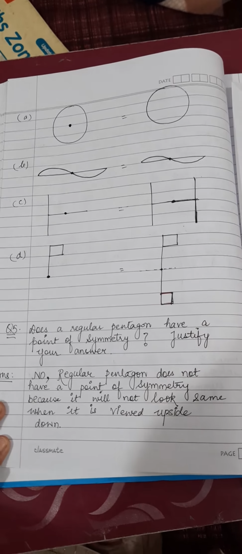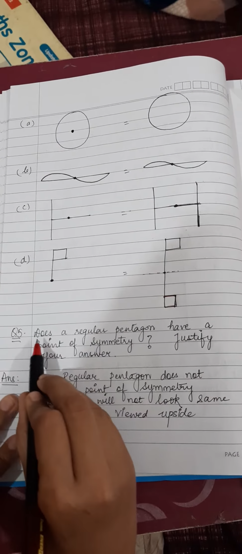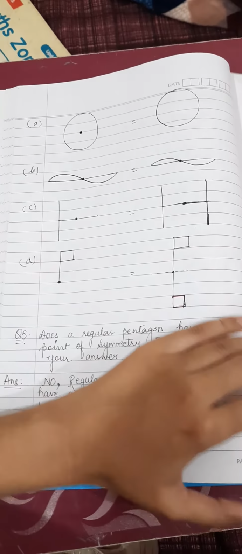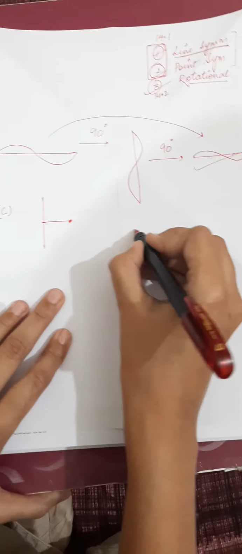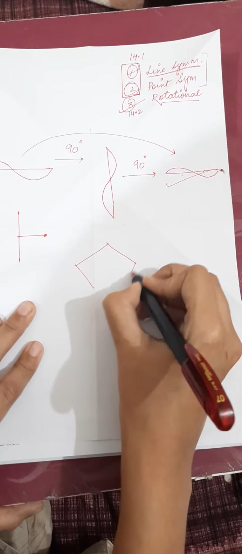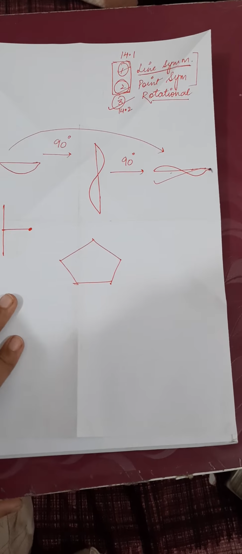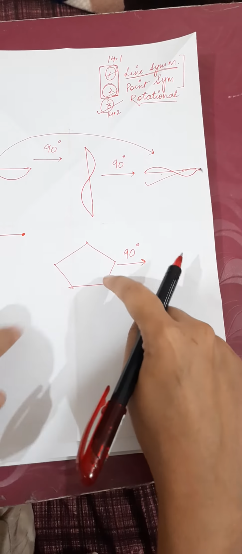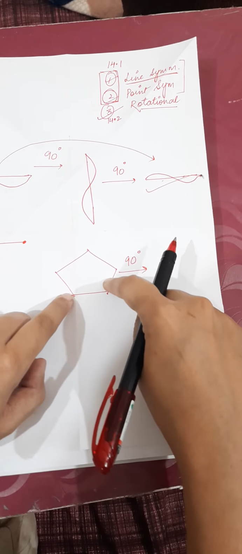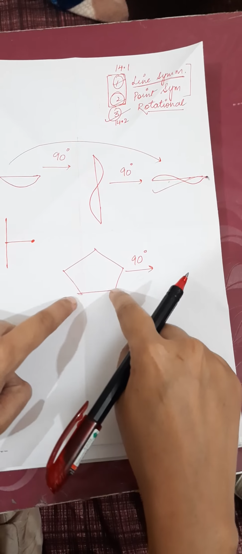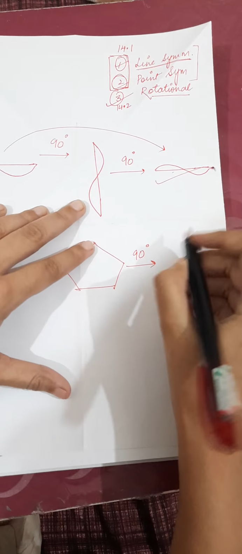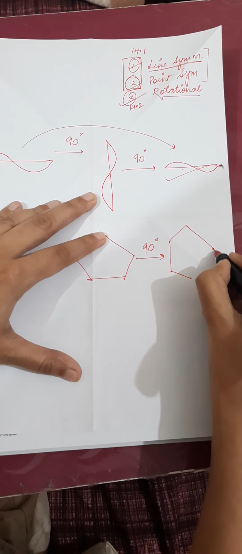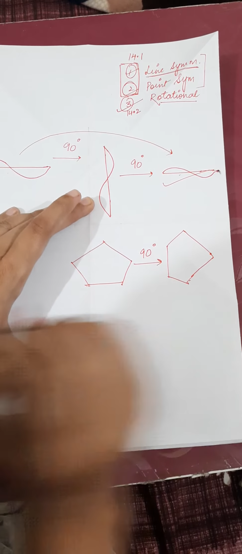Now let's move to question number 5. Does a regular pentagon have a point of symmetry? A regular pentagon means 5 sides. Now let us rotate it at an angle of 90 degree. If I'm going to rotate it at an angle of 90 degree, this is going to shift like this. This line is going to come this side. I'm going to mark it like this. And this is my pentagon.